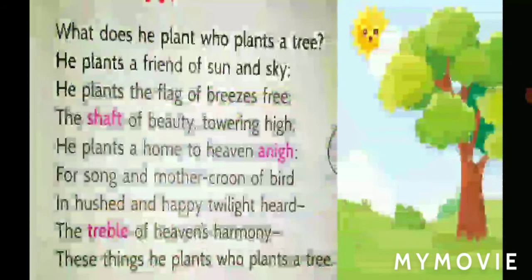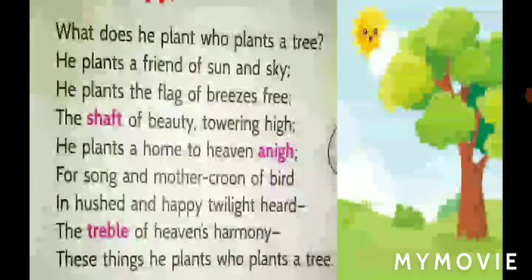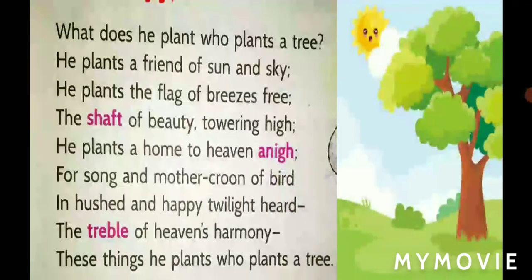Let's start the poem. What does he plant who plants a tree? He plants a friend of sun and sky. He plants the flag of breezes free, the shaft of beauty towering high. He plants a home to heaven and I, for songs and mother croon of bird, in hushed and happy twilight had. The treble of heaven's harmony, these things he plants who plants a tree.